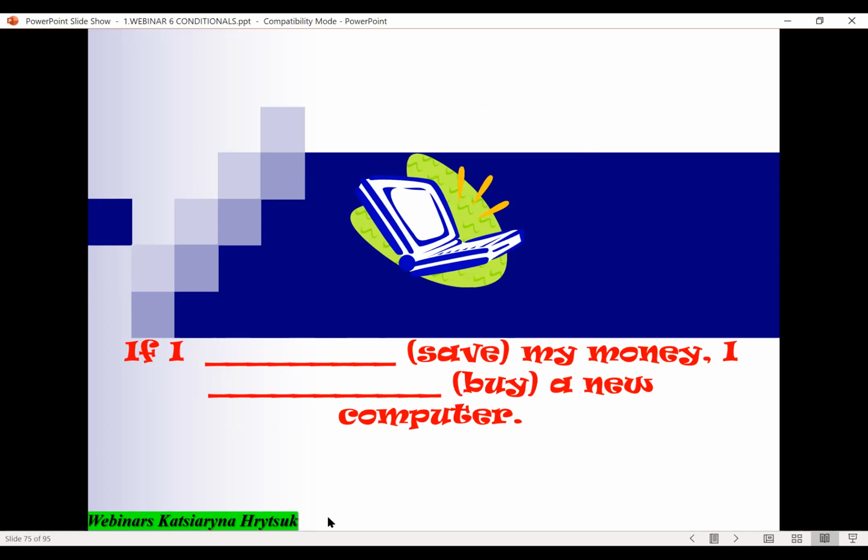More example, Emilia. If I had saved, it's a regular verb, so easy. If I had saved my money, I would have bought a new computer. Verb 3, bought. Yes. I would have bought a new computer. Yes, but I didn't save money. I didn't buy. Okay, so regret.